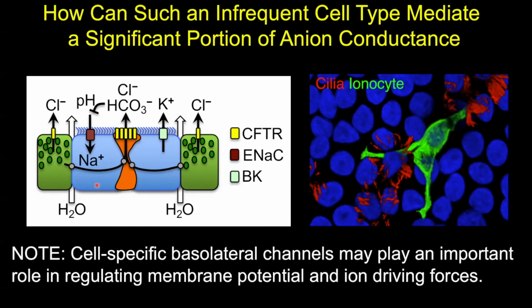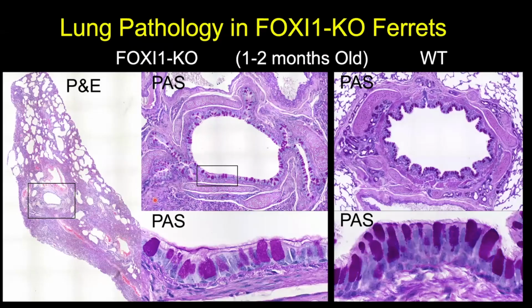Now here, we haven't marked basolateral channels, which can also be specified in a cell-specific way, but they will of course play important roles in mediating the membrane potential in any one particular cell type, which is also important for ion flow across the epithelium. Importantly, lung pathology within FOXI1 knockout ferrets was evident in a subset of animals.